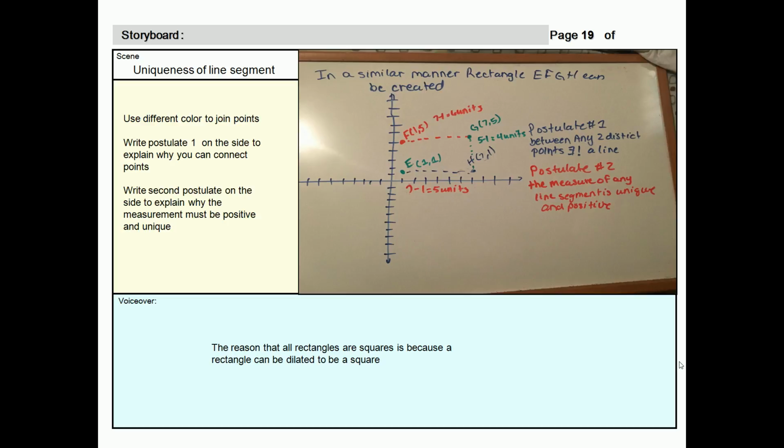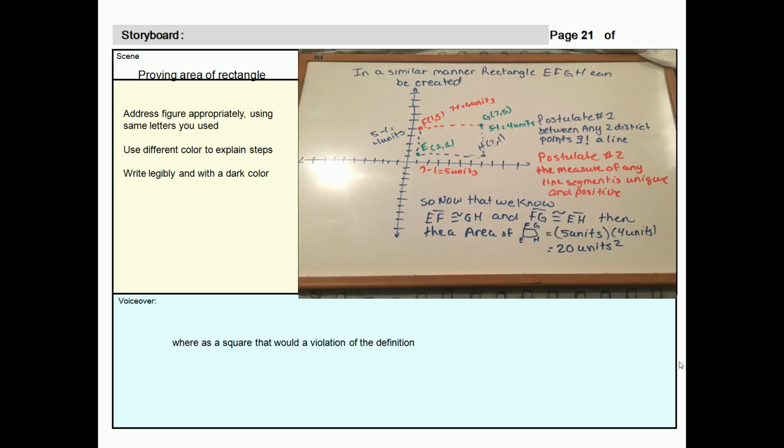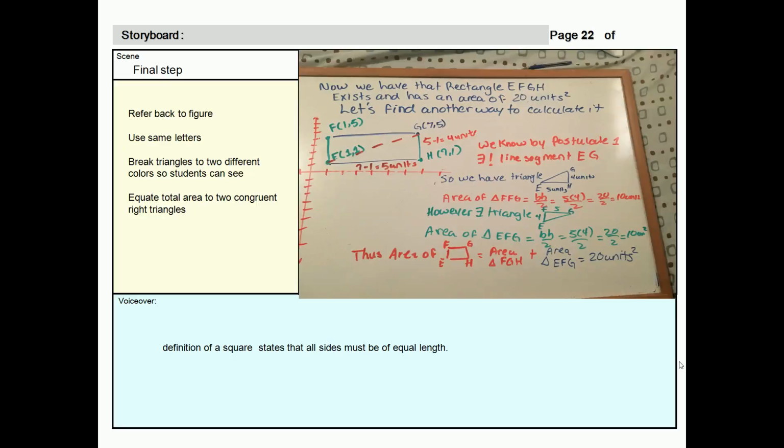The reason that all rectangles are squares is because a rectangle can be dilated to be a square, simply by multiplying 2 of its sides by a scale factor, which is a number. Whereas a square, that would be a violation of the definition. The definition of a square states that all sides must be of equal length.